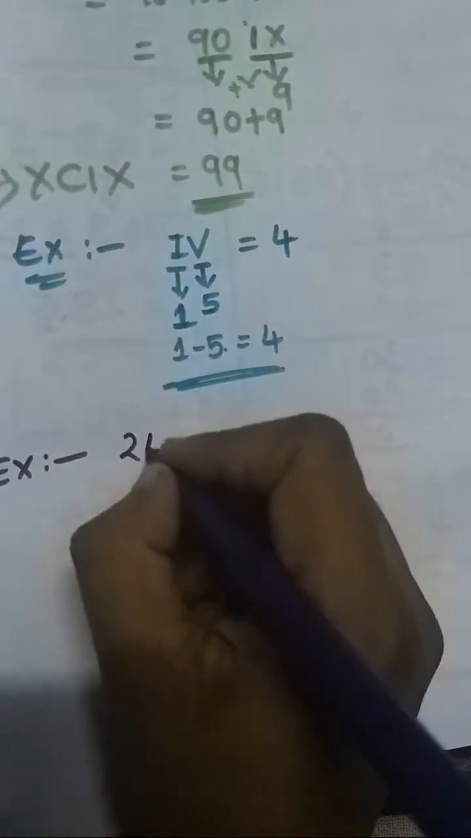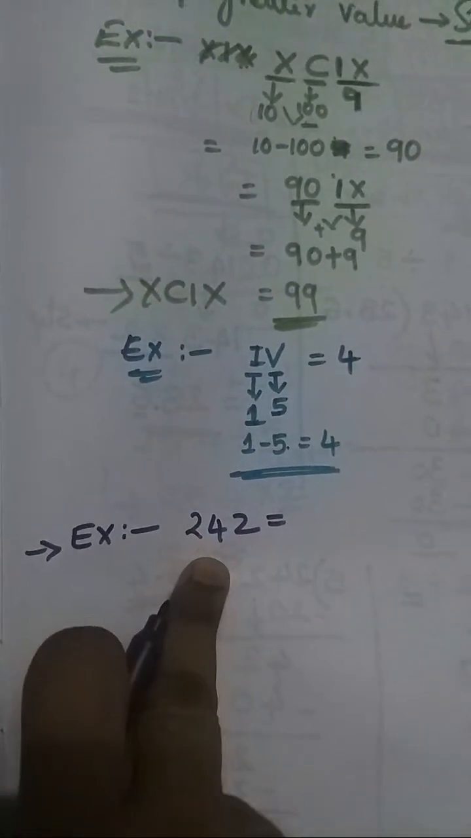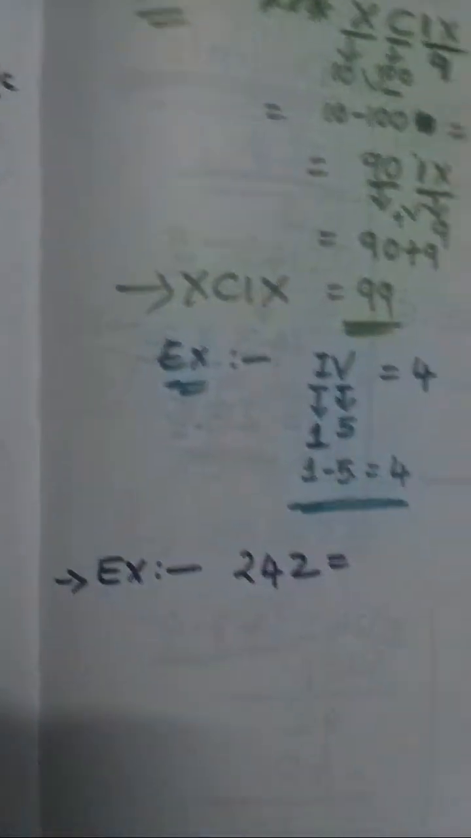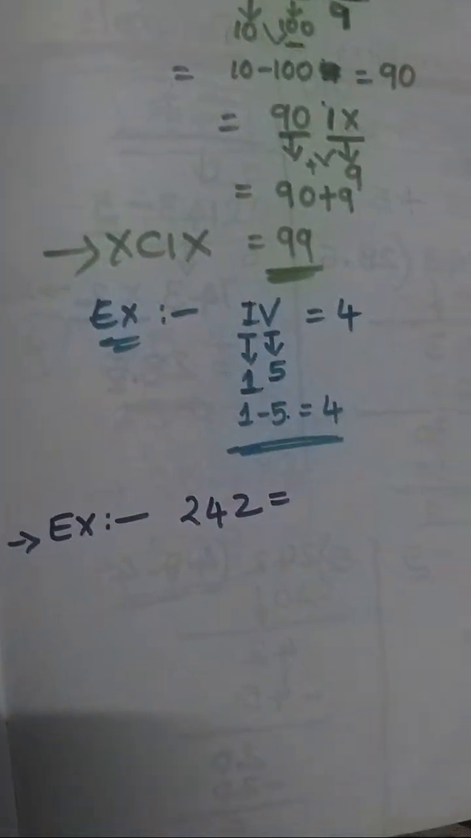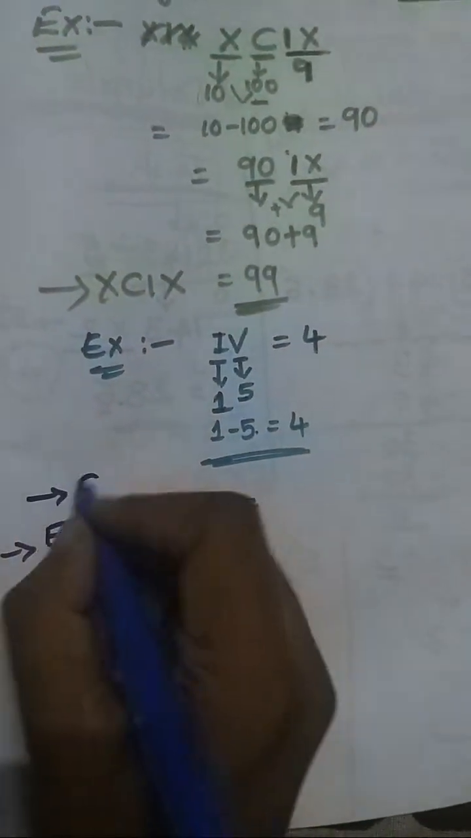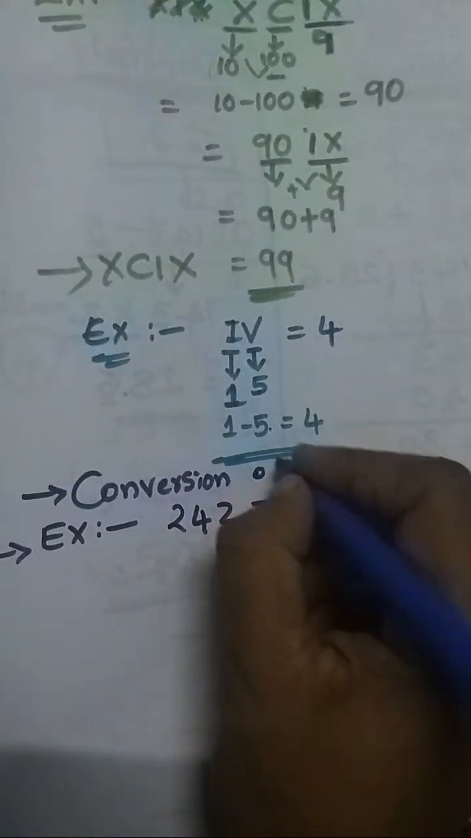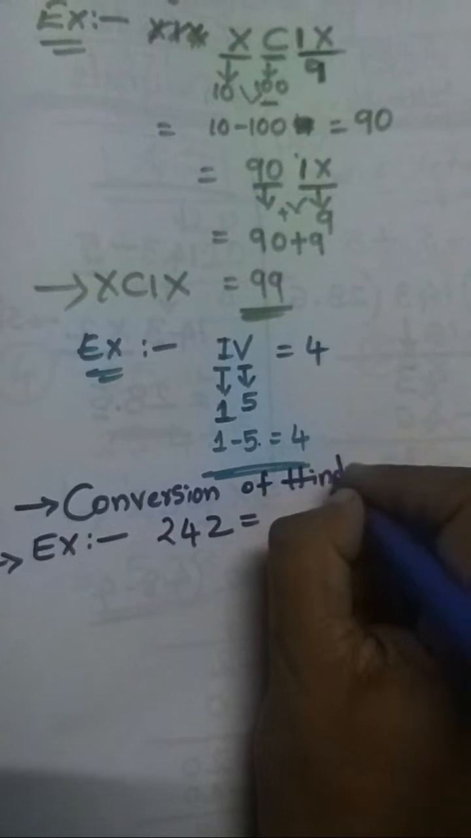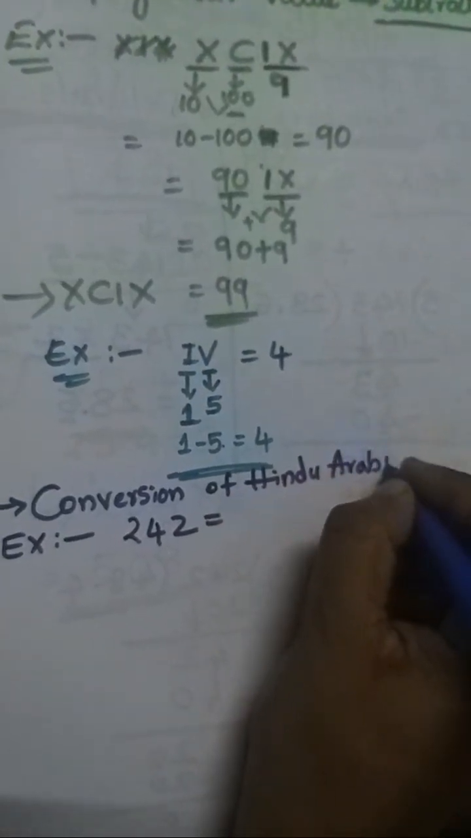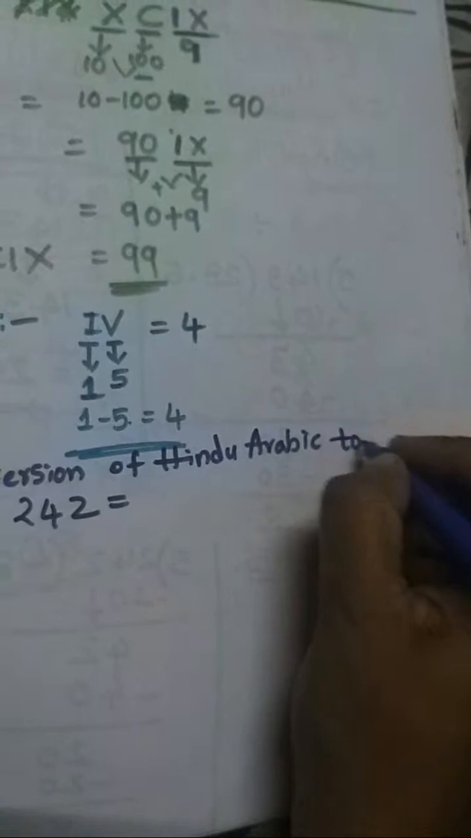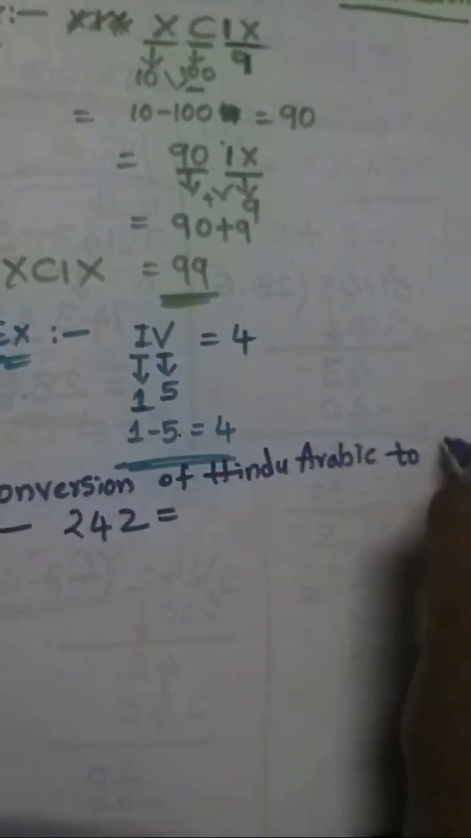Next, 242 is given. Then how to write this Hindu Arabic numeral in Roman numerals. Now we are going to see this example: conversion of Hindu Arabic to Roman.